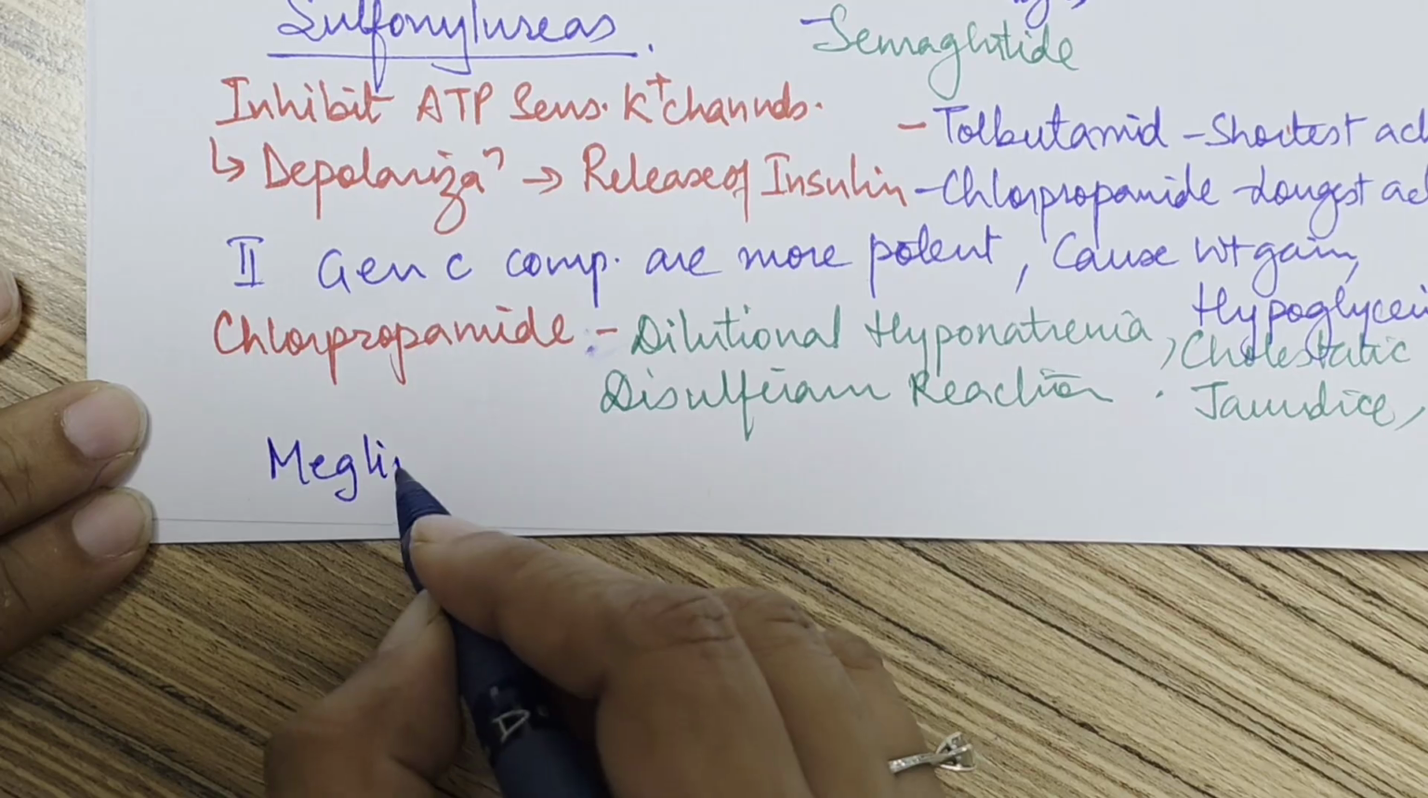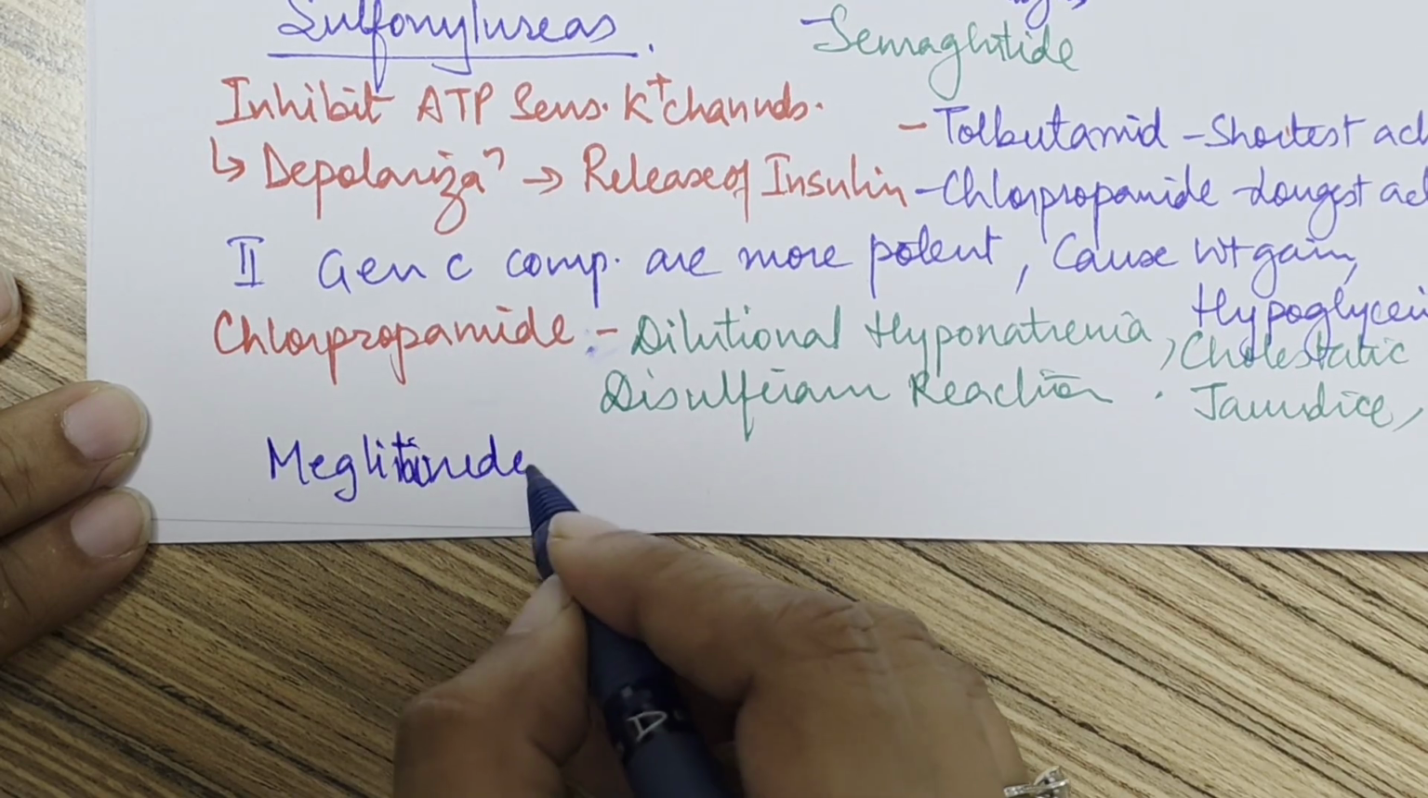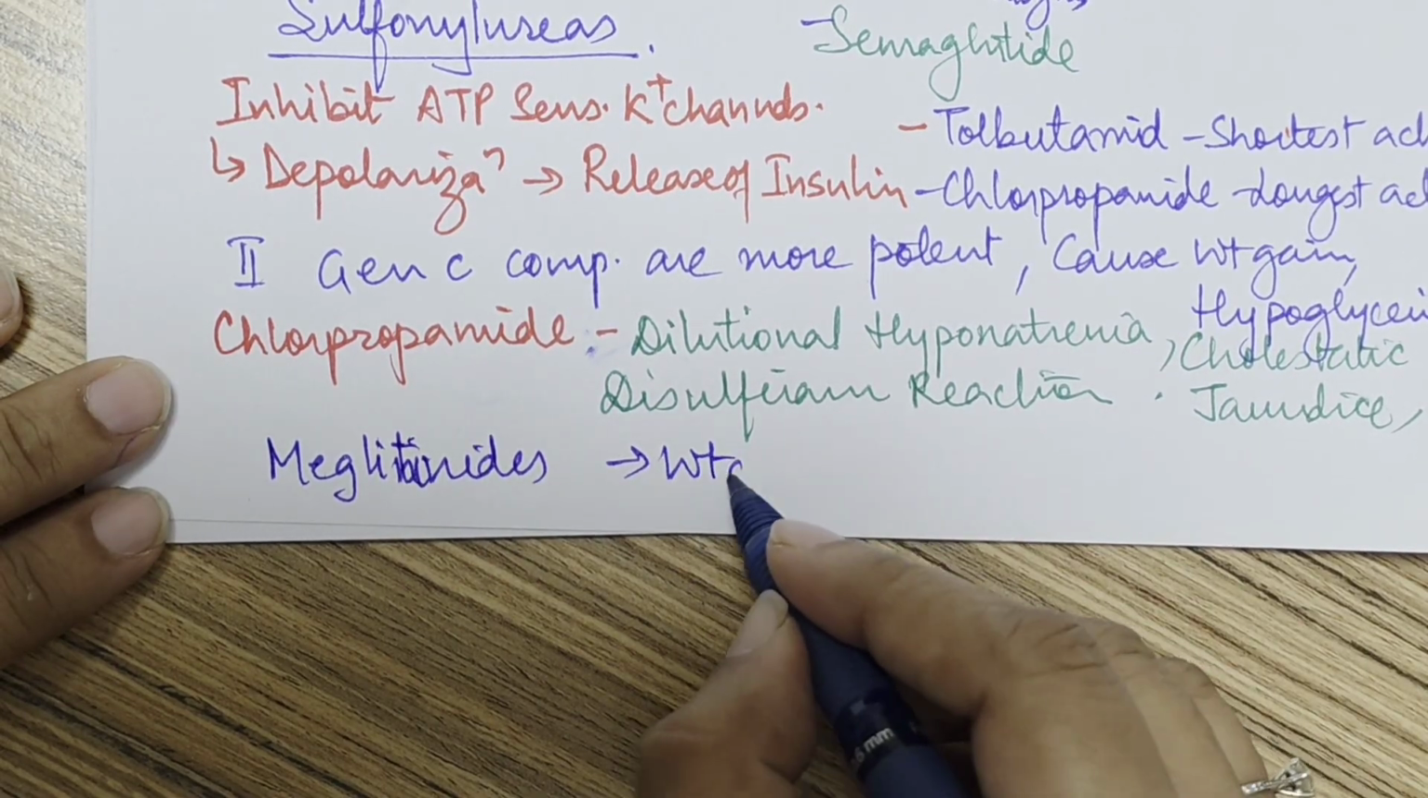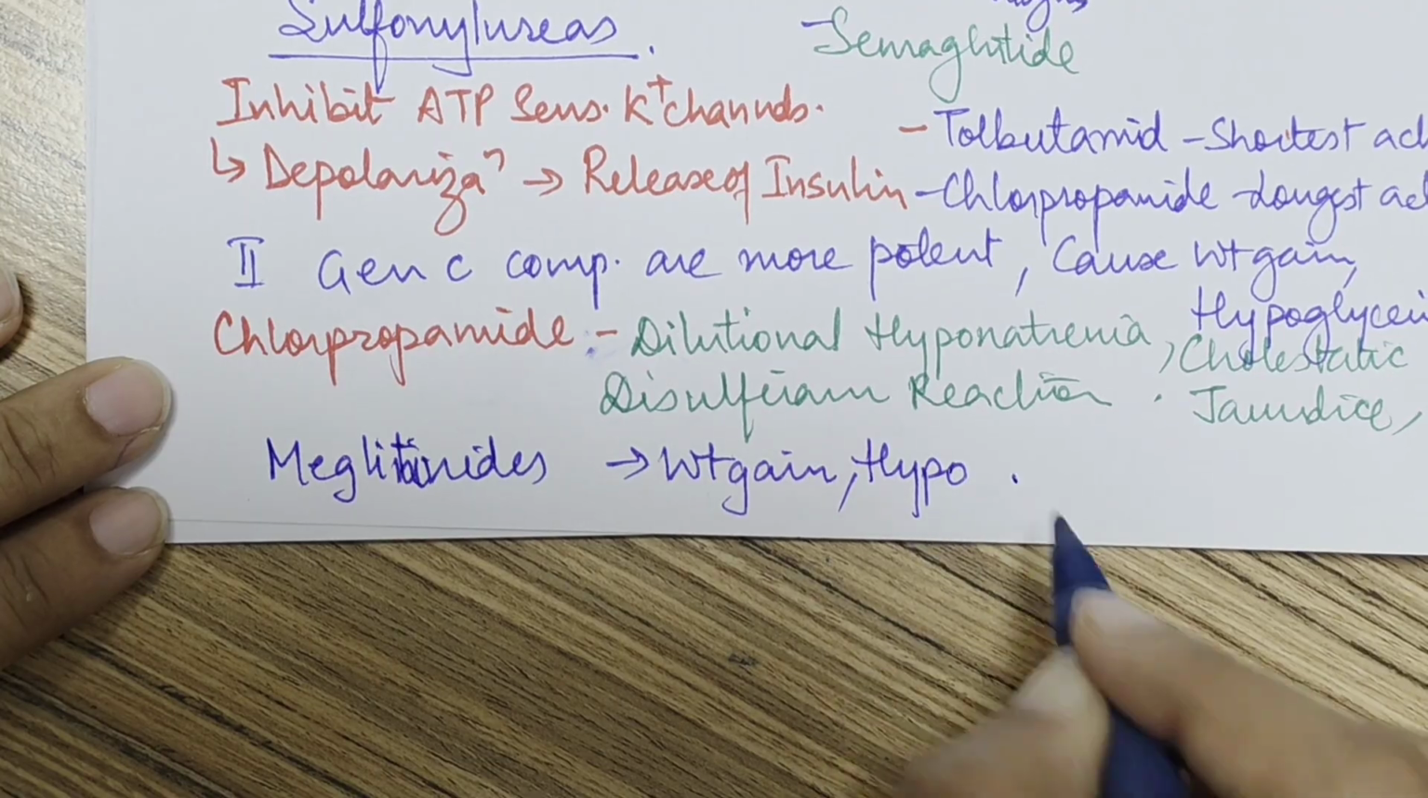The next insulin secretagogue is meglitinides. Now these meglitinides also cause release of insulin, they also cause weight gain, and they also cause hypoglycemia. Okay, so in meglitinides there are no very specific features.